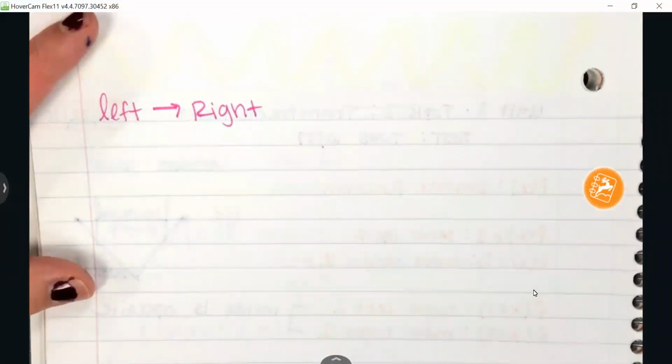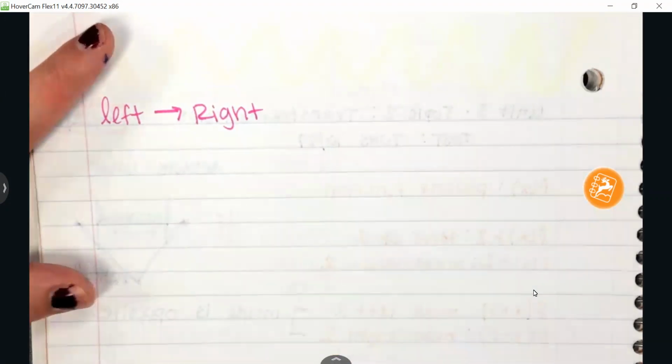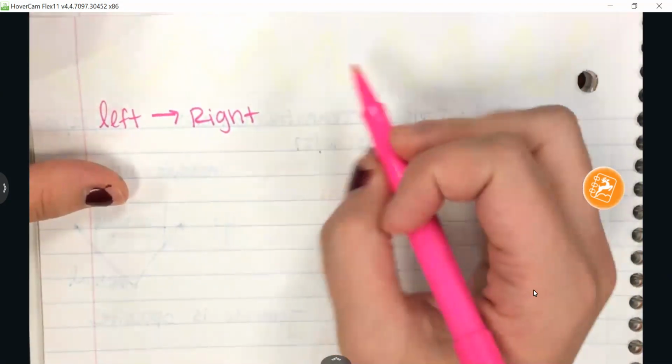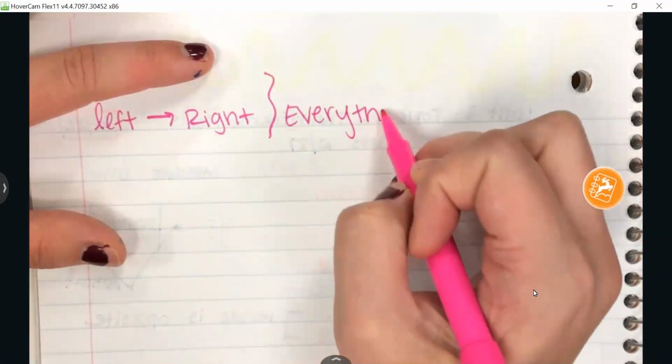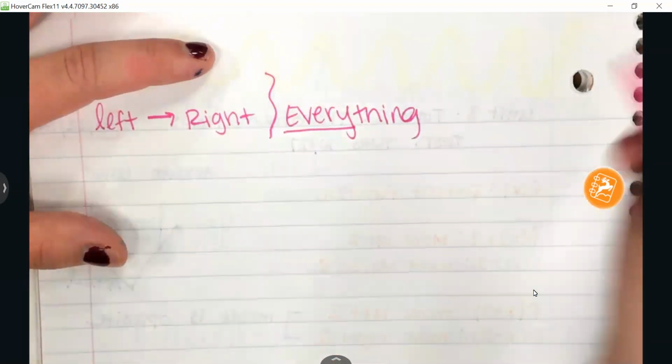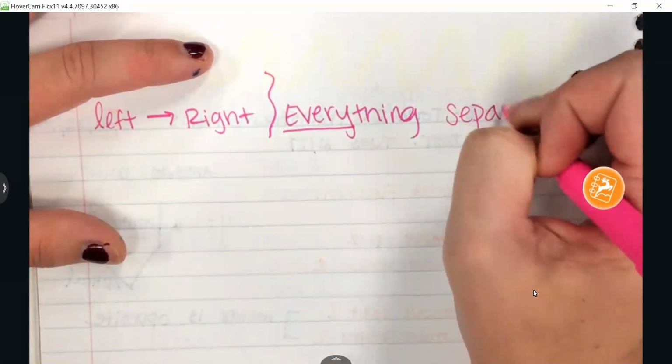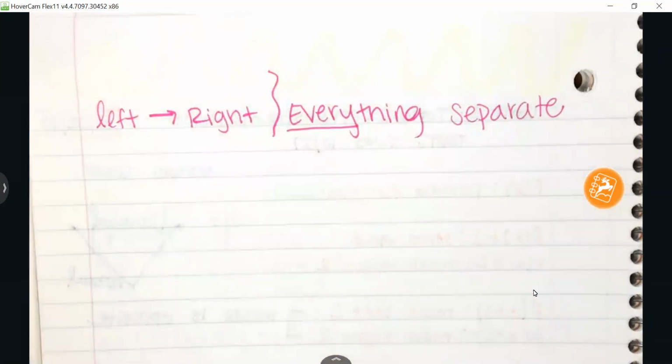All right, so problem number 1. First of all, you have to know 2 things. Number 1, you have to go left to right. You have to go left to right. You cannot start anywhere in the equation. Left to right, every single time, okay? Number 2, and I'm gonna trick you in a few minutes. Everything, and when I say every, I mean everything, is separate. Everything is separate.